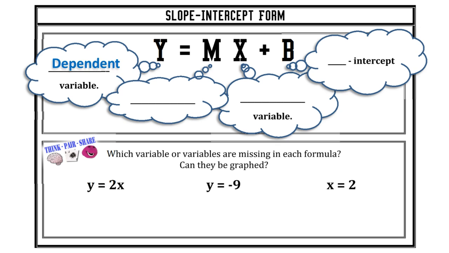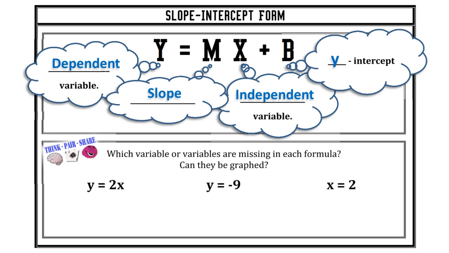Y is my dependent variable. It represents a y coordinate. M is my slope. X is the independent variable. It can represent an x coordinate. And b is my y-intercept. This is the point on the y-axis where the line crosses.